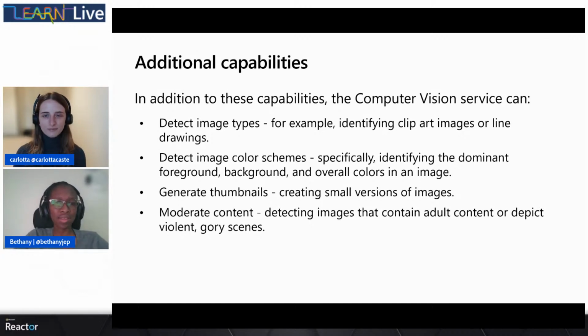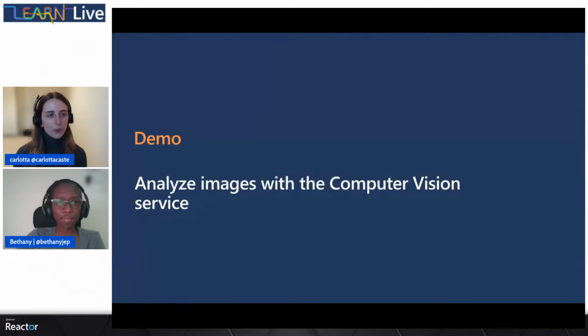What are the last use cases for the same, Carlotta? Yeah, so you can also use the service to generate thumbnails, so creating smart cropped versions of images, keeping only the area of interest. Thumbnails are used to represent images and other data in a more economical and layout-friendly way. And the last feature is content moderation. So the service is capable of detecting images that contain adult content or depict violent and gory scenes, and, for example, filter them.